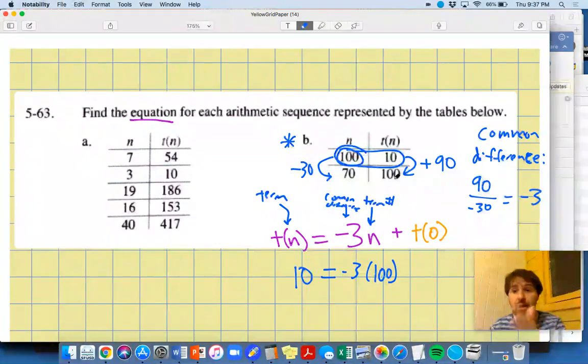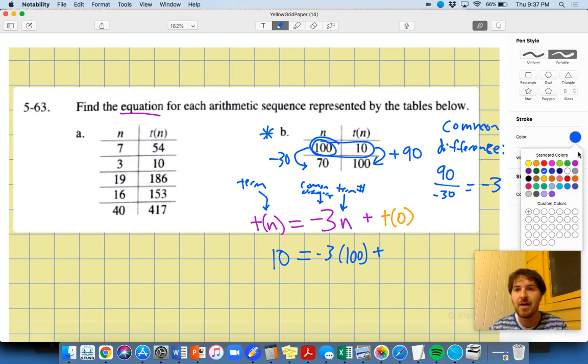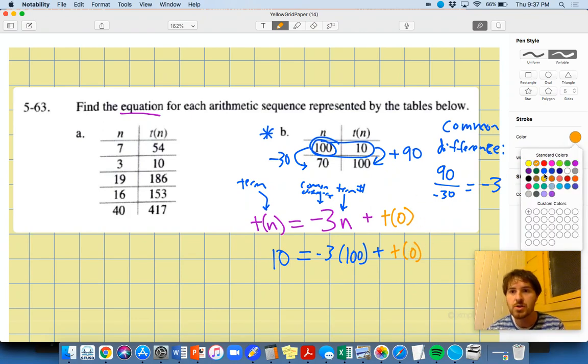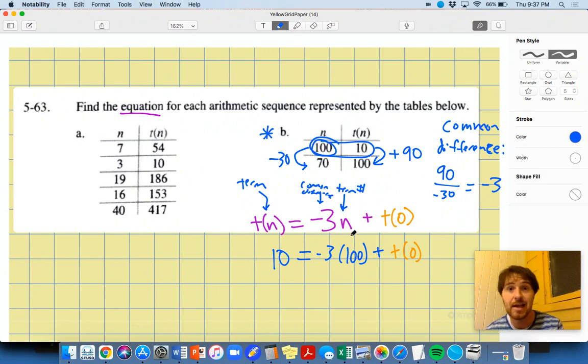So basically, I'm plugging in the things I know. 100 goes with 10. The common difference here is -3. And there's one thing I don't know about how my equation's arranged, and that is what my term zero is. Term zero is going to be in that equation because you need that starting number to make it all match up correctly. So what can I do now? I can solve this just like I've solved equations normally for a variable. We can treat t of 0 as its own variable. We didn't determine what it is here.